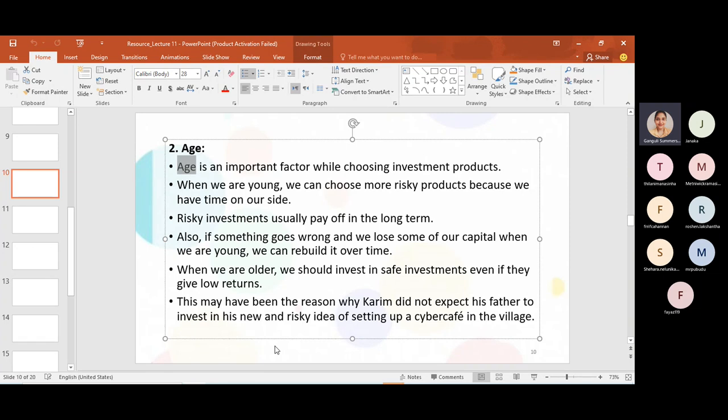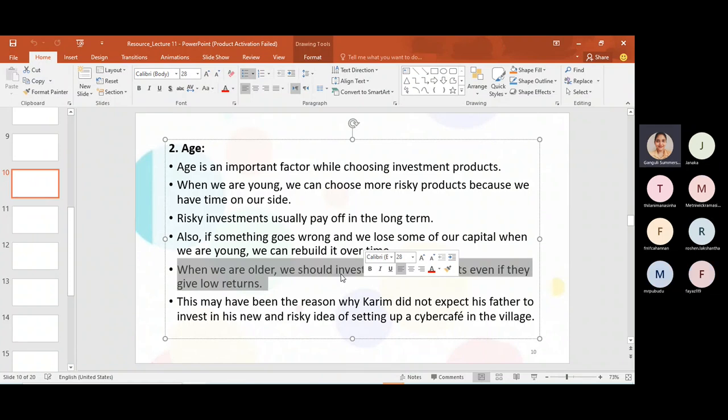Okay, so doing a business is risky, and you just learned that when you are older, you should invest your money in safe investments. You should not invest your money in risky investments, because if something goes wrong and you lose some amount of your money, you do not have enough time to rebuild it when you are old. Okay, so when you are older, you should invest only in safe investments. So this is the reason why Karim did not expect his father to invest in his risky business. Because his father is obviously old, it is not appropriate for old people to invest in risky projects. Okay, so this is why Karim did not expect this from his father. That is why he did not expect any financial help from his father for his business, for his cyber cafe.